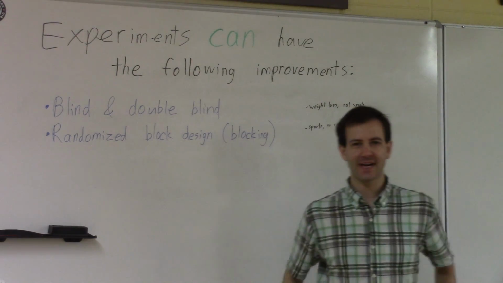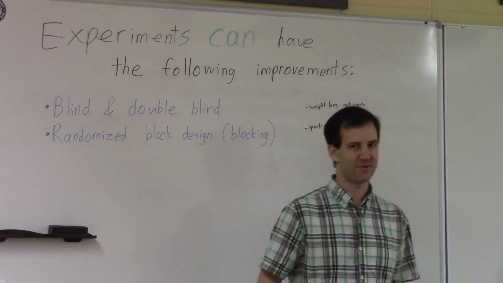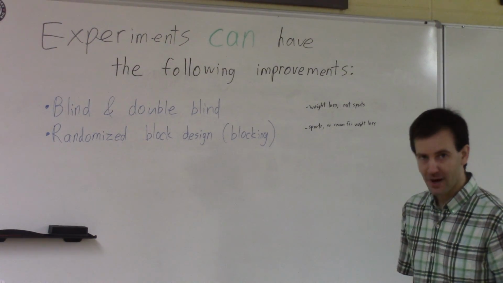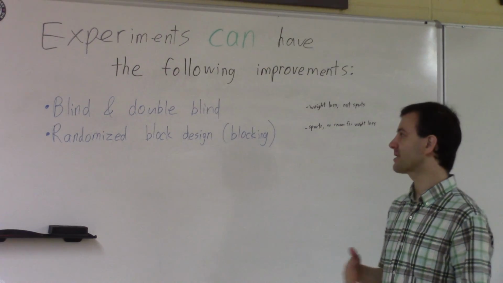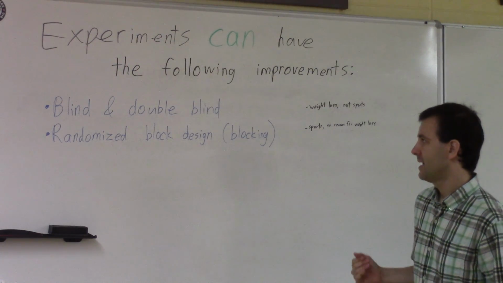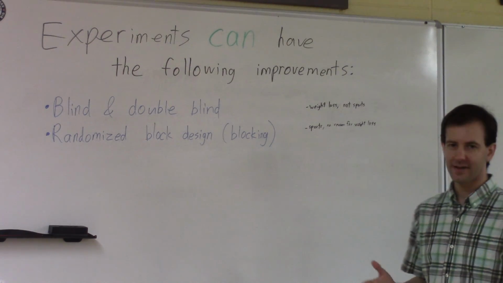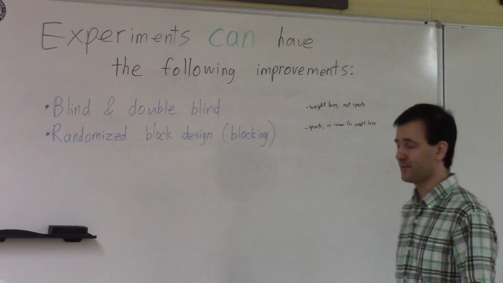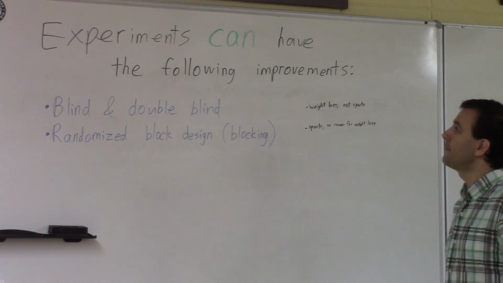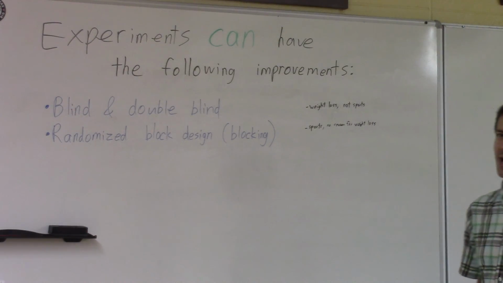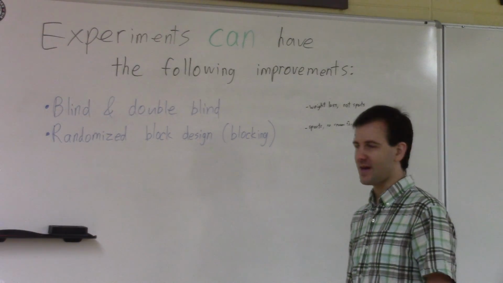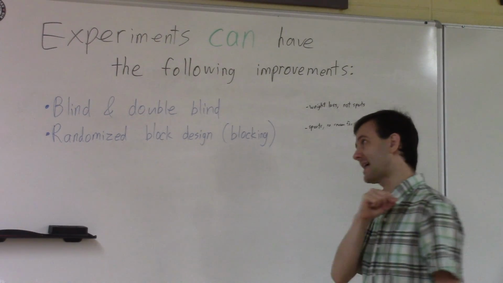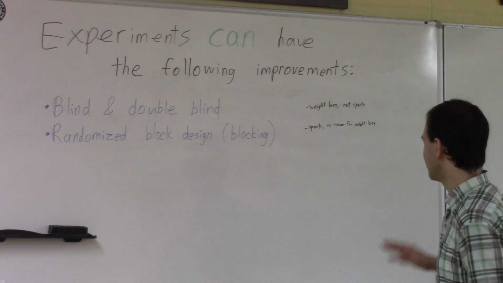Alright, here are a couple of extra features that are often added to experiments to improve them. Blind and double blind, making your experiment, the way that would be used in a sentence is making your experiment blind, or better yet, double blind, and randomized block design, which usually is just called blocking. But on the test will probably be referred to as randomized block design. Experiments can have these things. They're not necessary. You can create a fine experiment without either one, but often each of these improves things in the right context. So let's talk about blind and double blind.